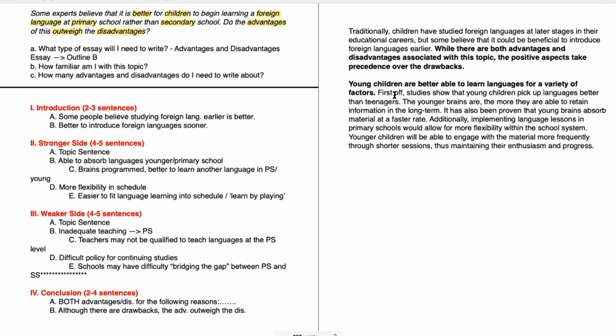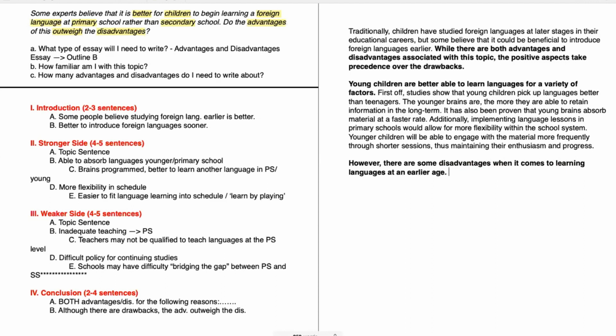So that is my second paragraph. It's my stronger side. I've got my 2 explanations, my 2 examples. I think we're good to go. Let's continue for the weaker side. And now, since I'm introducing something that is contrary to what I've written here, I'm going to start my topic sentence with however. It introduces a contrasting point. So, however, there are some disadvantages when it comes to learning languages at an earlier age.